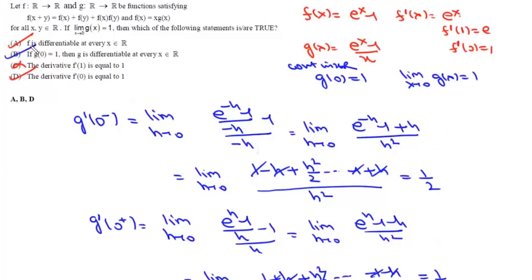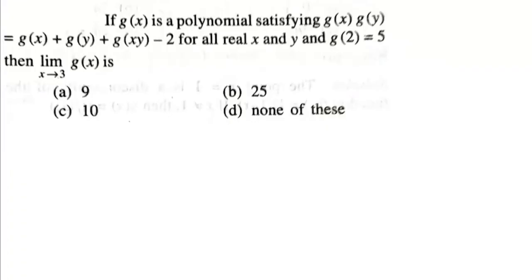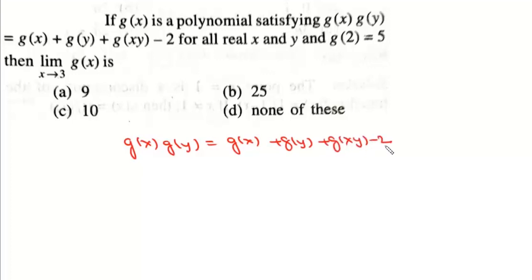So the correct options are A, B and D. Right, the question is: g(x) is a polynomial satisfying g(x)·g(y) = g(x) + g(y) + g(xy) − 2. Now what we'll do is find the value of g(1). We'll put x and y both as 1.